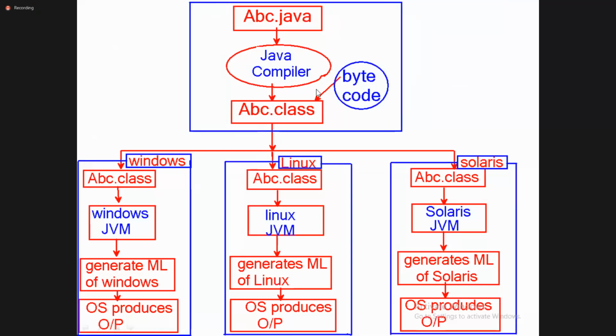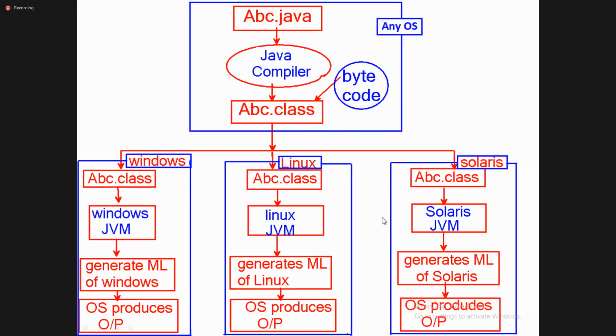Okay, now try to understand. For compiling a Java program, do I need to worry about in which operating system I am compiling? No. Do I need to worry about in which operating system I am executing? Yes. You can compile in any operating system.